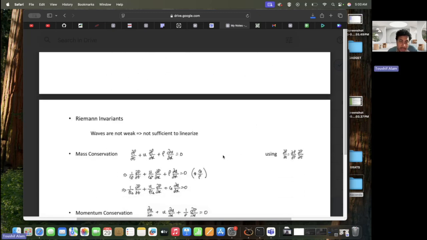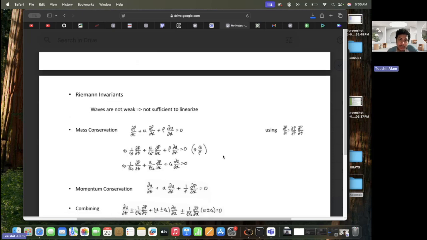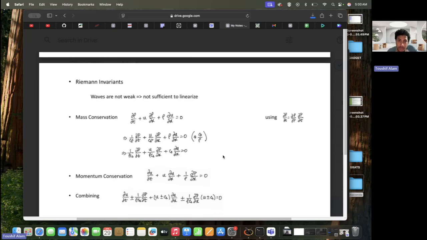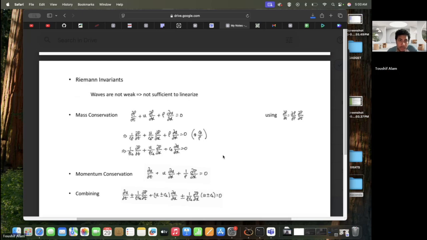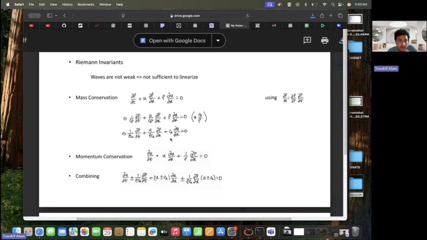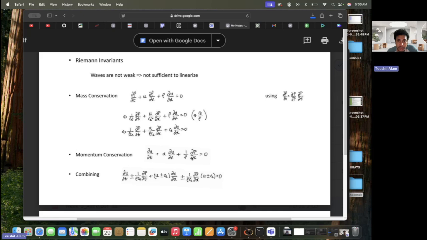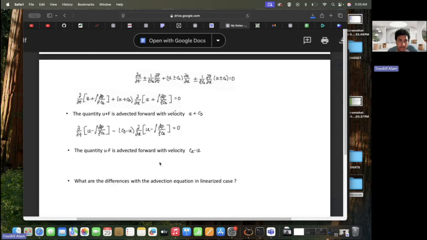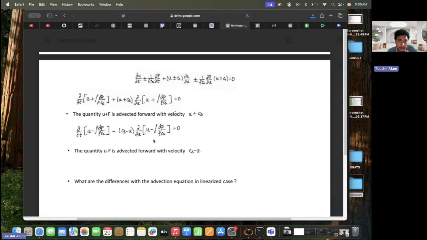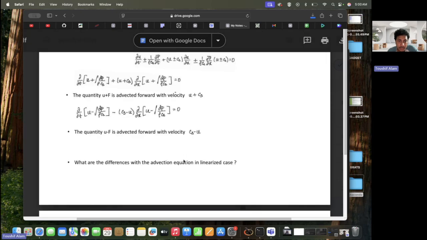The Riemann invariants hold when waves are not weak, not sufficient to linearize. The mass conservation: del rho del t plus u del rho del x plus rho del u del x equals 0. So 1 by c squared, you will get this equation. For the momentum conservation you will get a similar kind of equation, this del u del t. These are all from the lectures. Combining this we will get this, right? So the quantity u plus a is advected forward with velocity u plus Cs. This will be equal to 0. The quantity u minus a is advected with velocity Cs minus u.